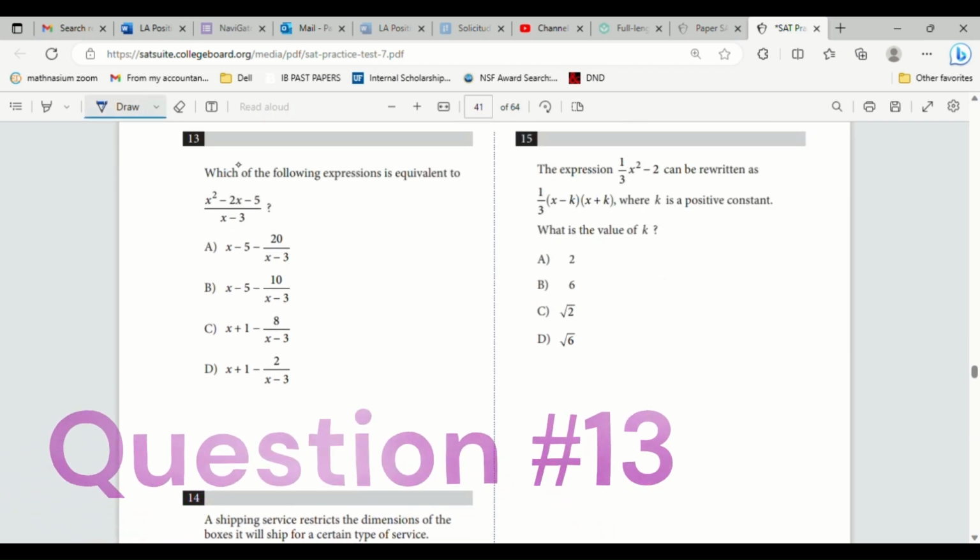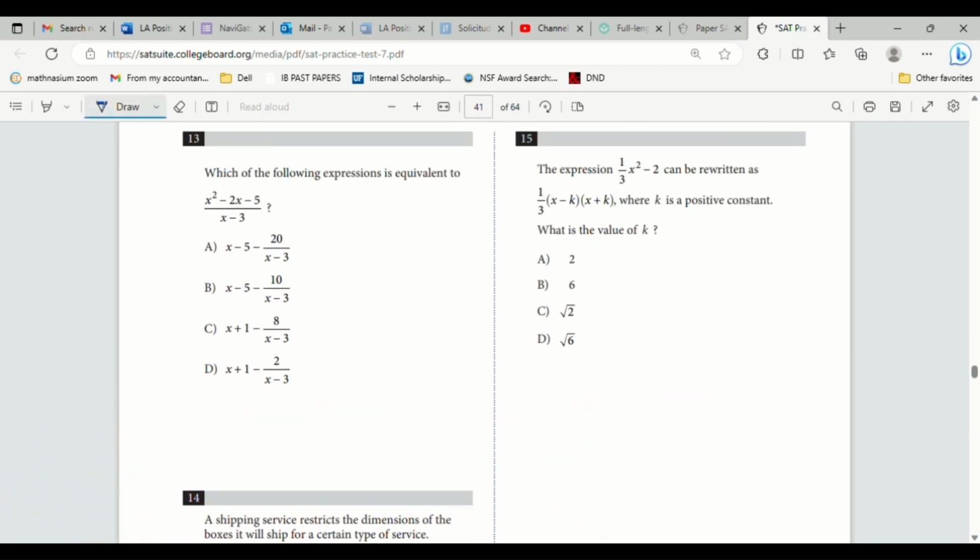Number 13, which of the following expressions is equivalent to x squared minus 2x minus 5 divided by x minus 3? So this is a function long division, so we have x squared minus 2x minus 5 divided by x minus 3. So how many times can x go into x squared? Well, that is 1 time, so that's going to be x. And then we multiply our x times x minus 3. That's x squared minus 3x.